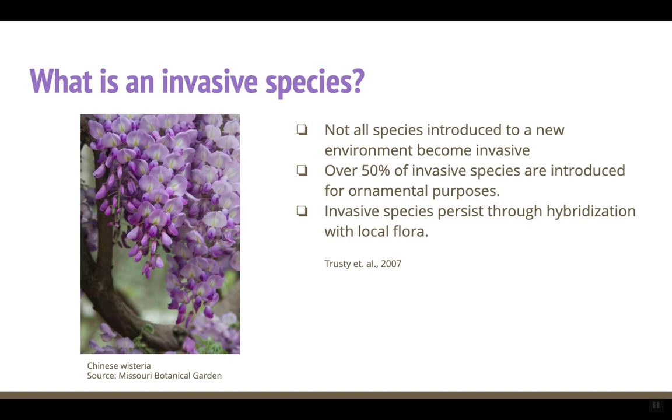Invasive species are those which adapt to new environments by responding well to the selective pressures placed on them by high genetic diversity and negative frequency-dependent selection. Over 50% of invasive species are introduced for ornamental purposes. This is the reason that Chinese wisteria was transported to England and the United States. Invasive species persist through hybridization with local flora.